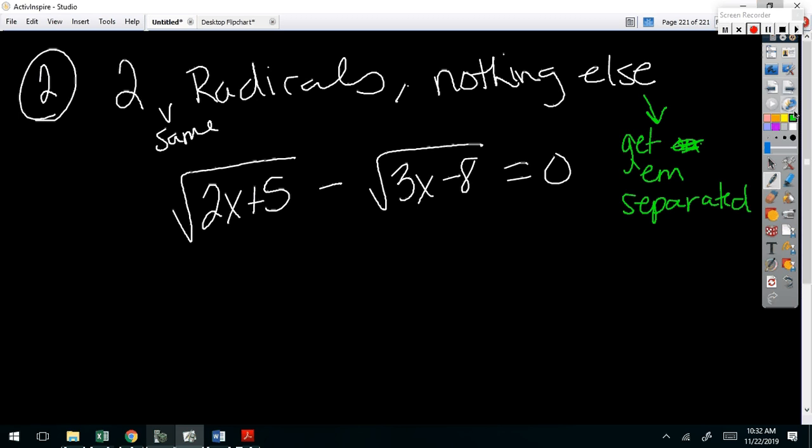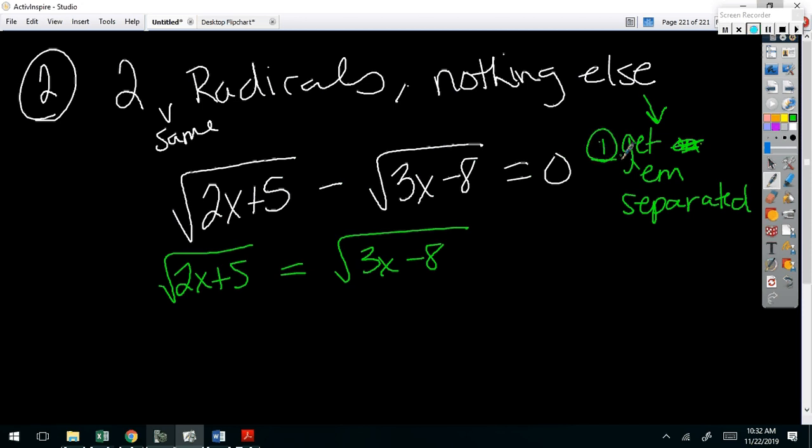Well, whatever. Okay, if I separate these, it's easier to take the negative and add it to move it, right? So square root of 2x plus 5 equals square root of 3x minus 8. That's what I'm telling you to do. Get them on either side. There's nothing else. Now, if that wasn't 0 over there, again, this wouldn't work. I added it to this side. Plus, then you would subtract it.